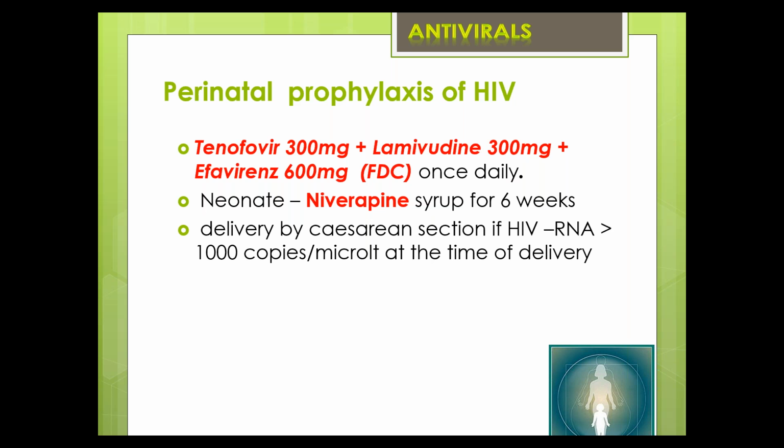Okay, after birth only the immune system cells will be developed. So once after the birth, the HIV viral replication takes place in the baby. So if we are giving this nevirapine syrup, we are preventing the multiplication. So there are good chances of the baby not getting infected. Okay, and delivery is always preferred by cesarean section if the HIV RNA copies are more than 1000 copies per microliter at the time of delivery. Okay, it means the HIV viral load is very high, so you should not go for a normal delivery. It is always preferred by cesarean section.